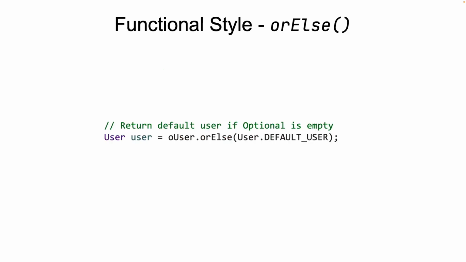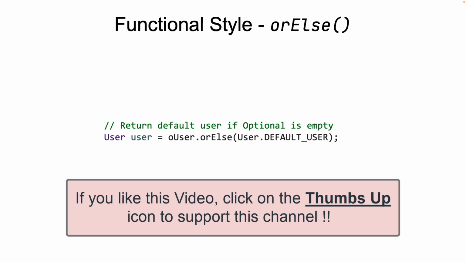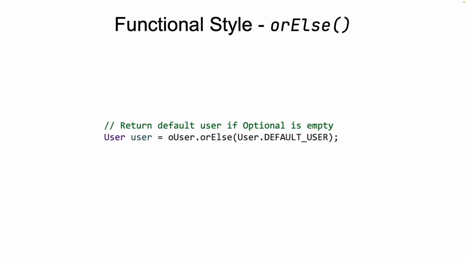Here's an example of using the orElse method. Here, the user variable is assigned the contained value in OUser if it is available. Otherwise, the constant DEFAULT_USER is assigned to it. Now, this method is a functional equivalent to the Elvis operator, which we find in other languages, like Groovy.